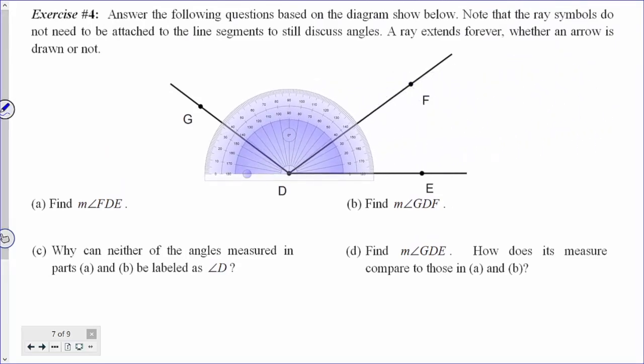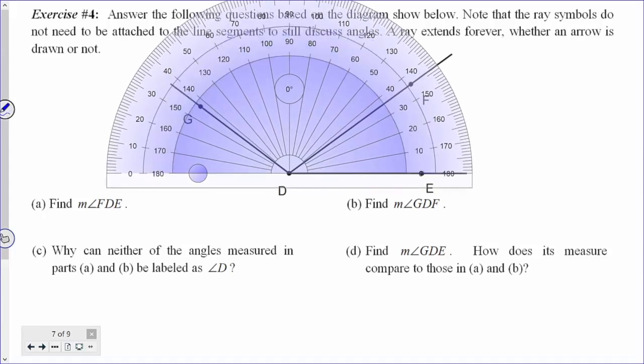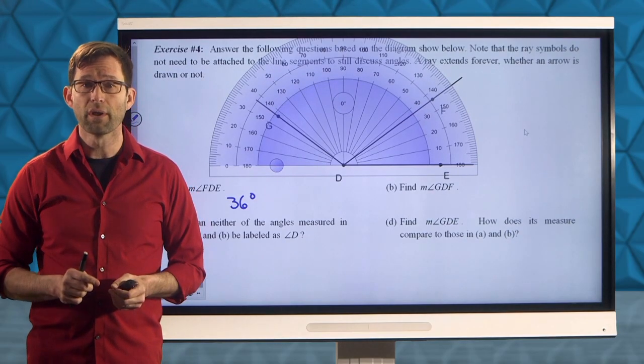All right, I bring my protractor down. Okay, maybe make it a little, oh, I don't want to tilt it. Still don't want to tilt it. There it is. So the measure of angle FDE appears to be 36 degrees. Now, the measure of the second angle, GDF, that's a little bit trickier because one of the rays isn't horizontal.